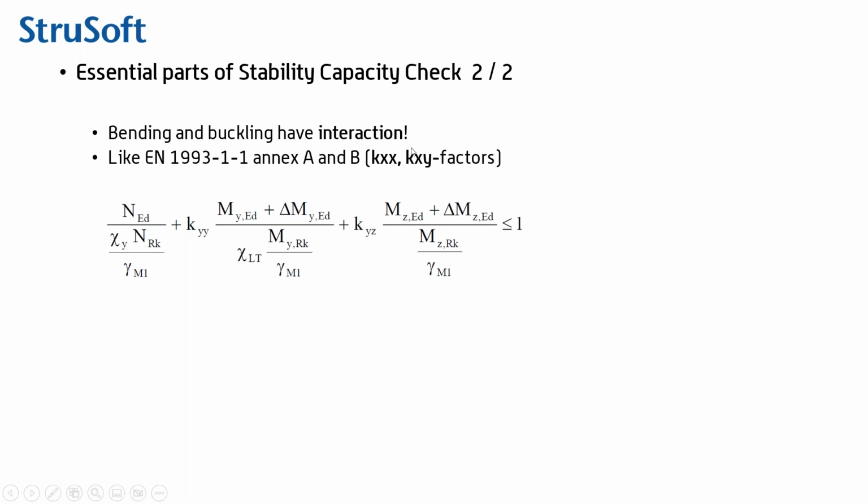And then the last part, what you need in a good capacity check is the interaction of the bending, which is also not taken into account. It's only taken into account by the Eurocode interaction formulas in Annex A or B with the k factors, like here, kyy and kyz. Okay, we have a question.